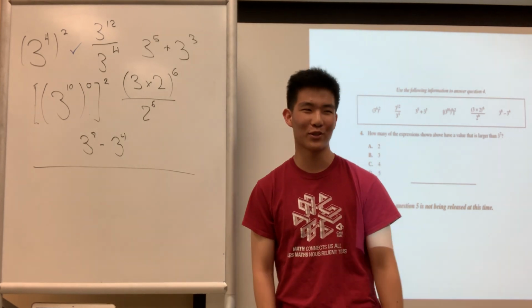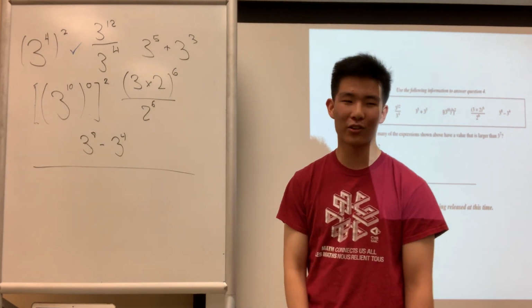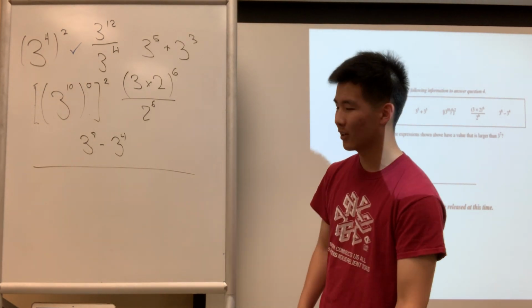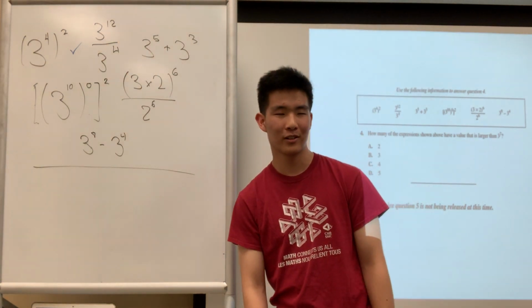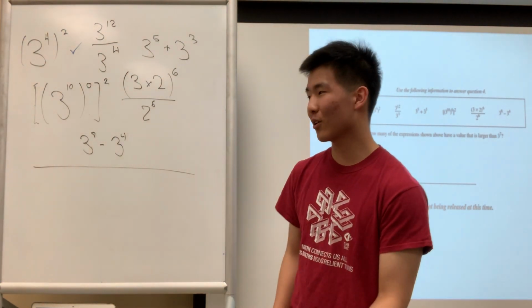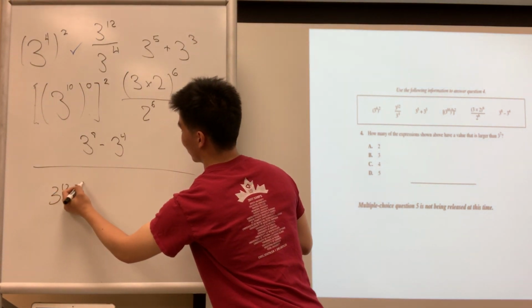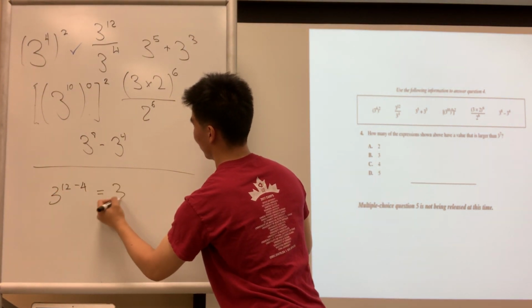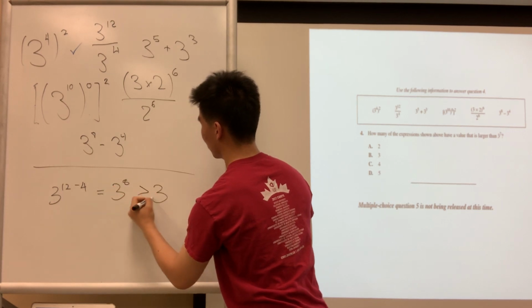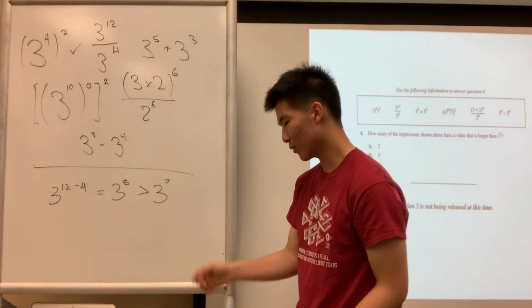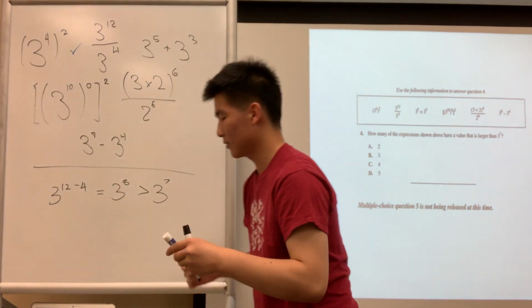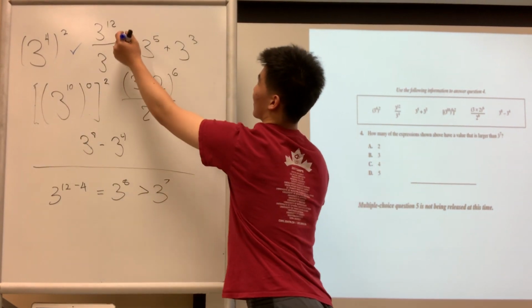I would just write down 12 threes, and I write down 4 threes on the denominator, and I just start crossing them out. But since I sort of want to get through as many questions as possible, we'll just use the laws. You have 3 to the power of 12 minus 4, which equals 3 to the power of 8, which is greater than 3 to the power of 7. So we have another one that works. Great. How about the next one?